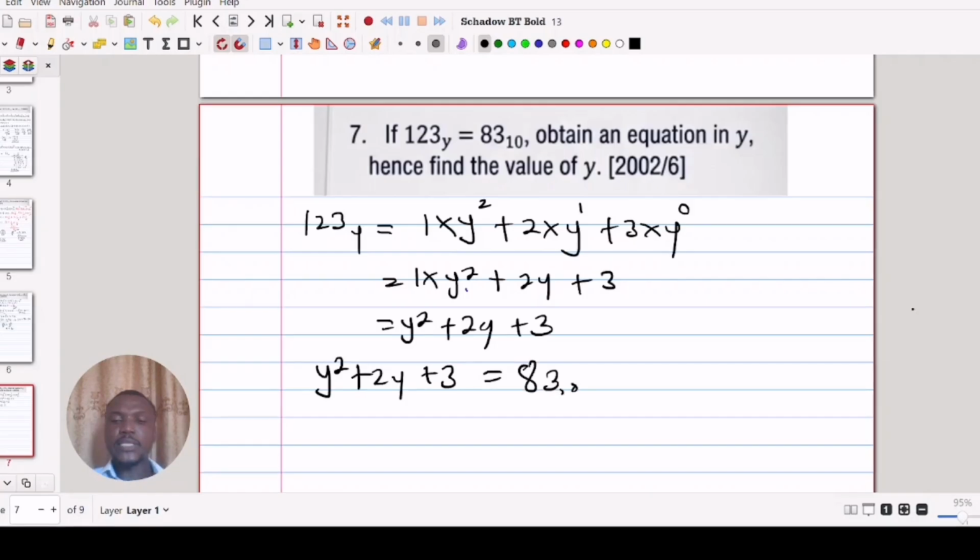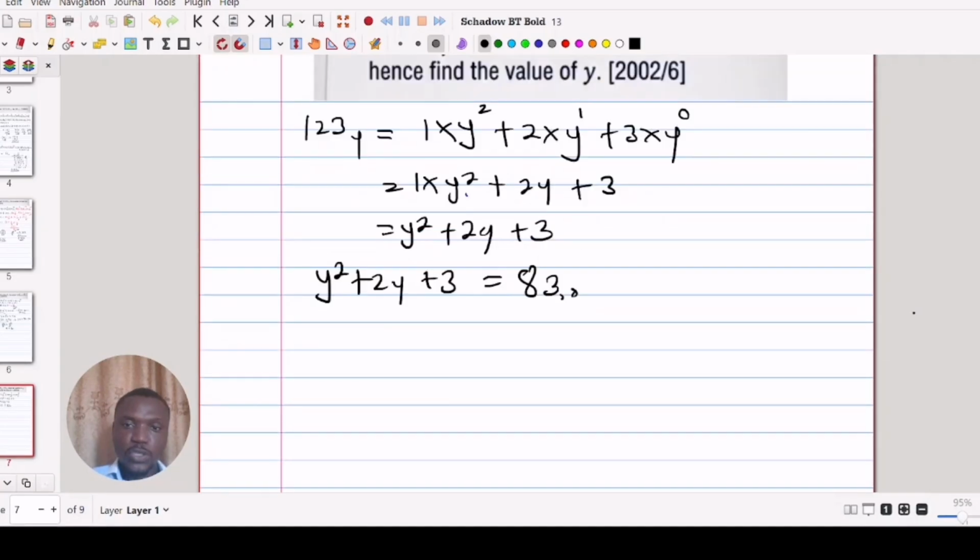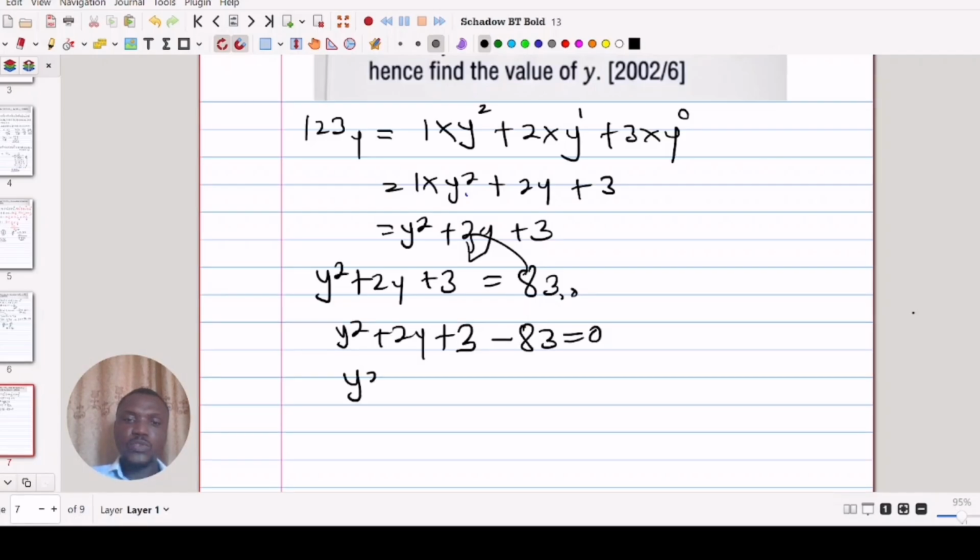The base 10. So what's the next thing? Now that it's already given us that equation, I'm going to move this to this side so I can have y squared plus 2y plus 3. Because I'm moving this 83 to the other side, it turns to minus 83 equals 0. And this will give us y squared plus 2y plus 3 minus 83 will give you minus 80.